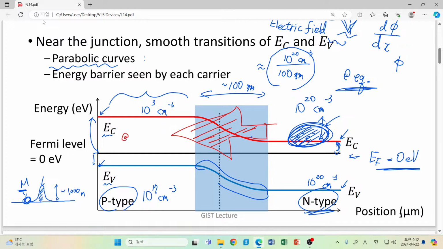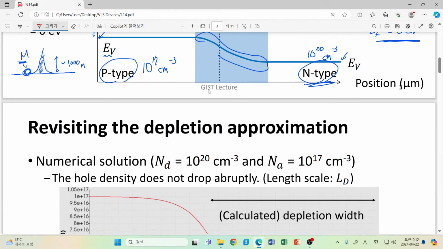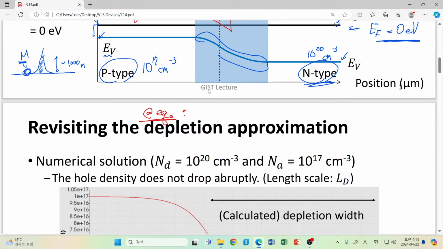However, at equilibrium, it is not allowed to have any kind of net current flux. So how can we prevent such net movement? Net movement is prevented by this potential barrier. So now you can see, simply speaking, at equilibrium we have a delicate balance between our drift component and diffusion component.